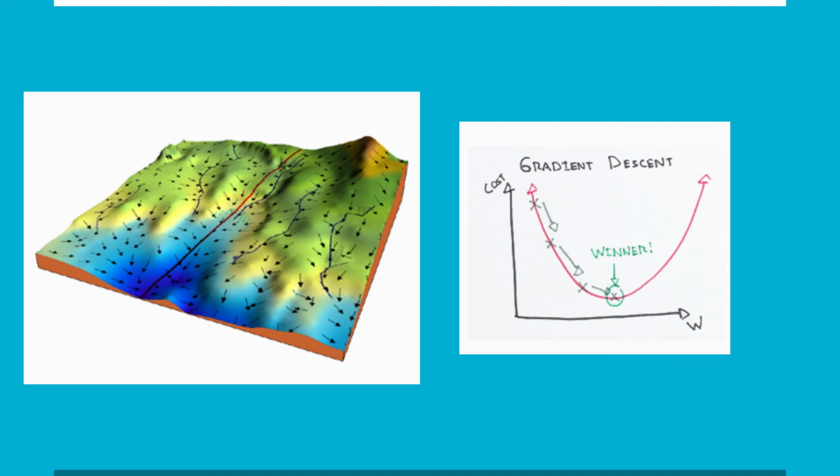A cost function or a loss function tells us how good our model is at making predictions for a given set of parameters. The cost function has its own curve and its own gradients. The slope of this curve tells us how to update our parameters to make the model more accurate.